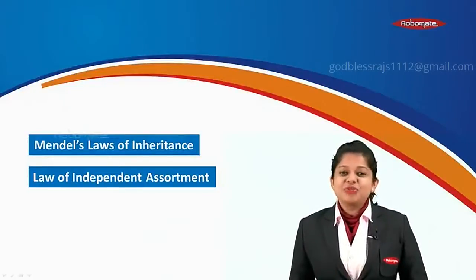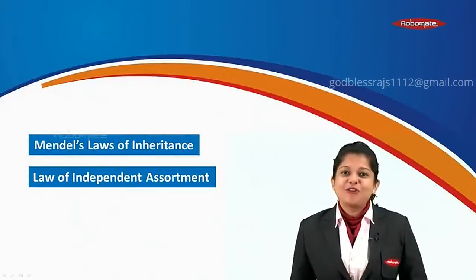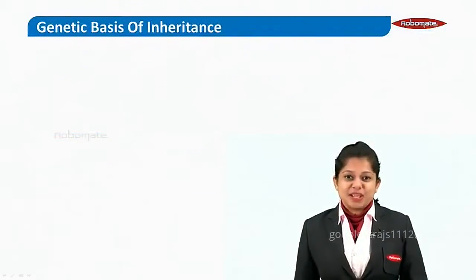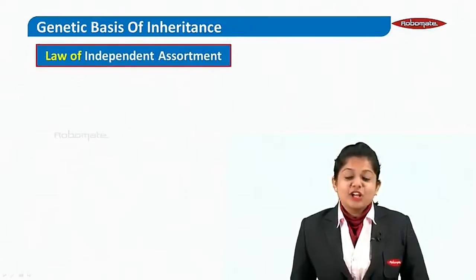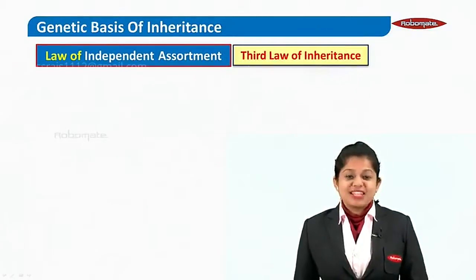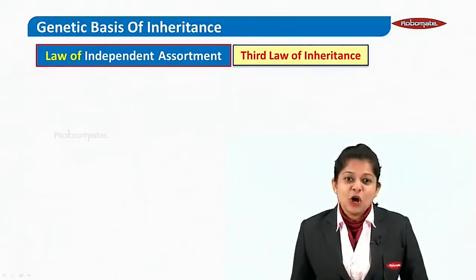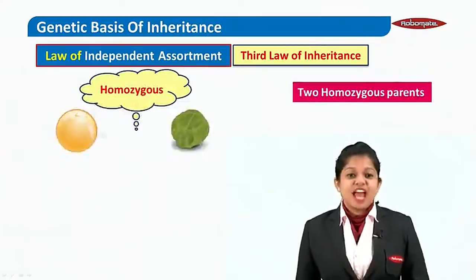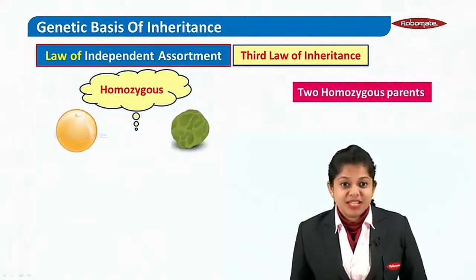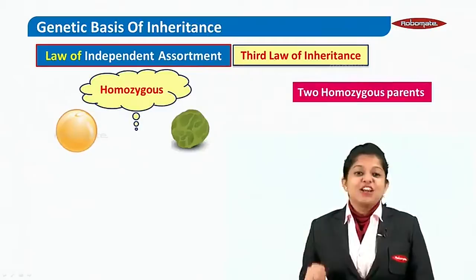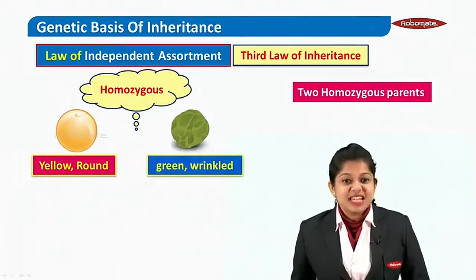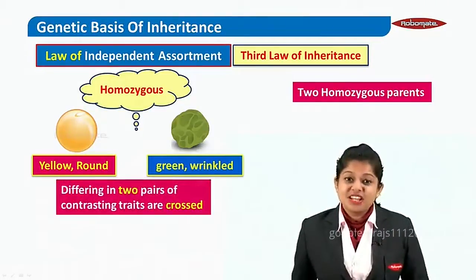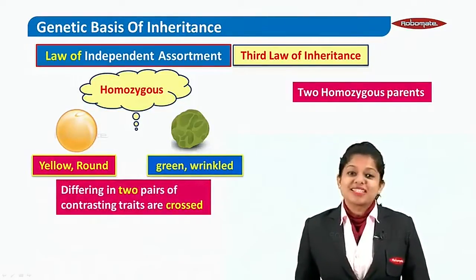In this module, we are going to study Mendel's third law of inheritance, that is, the law of independent assortment. As I said, the law of independent assortment is also known as the third law of inheritance, and it states that whenever we have two homozygous parents, like for example here we have a yellow round seed and a green wrinkled seed, they are differing from each other in two pairs of contrasting traits.